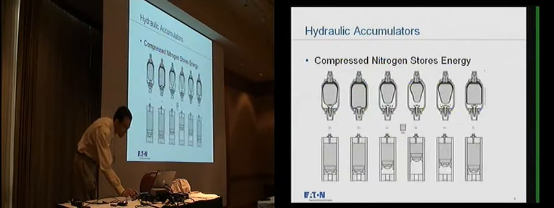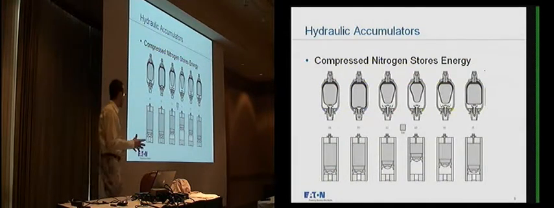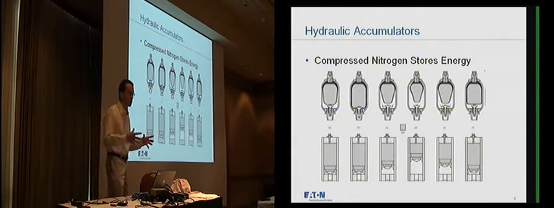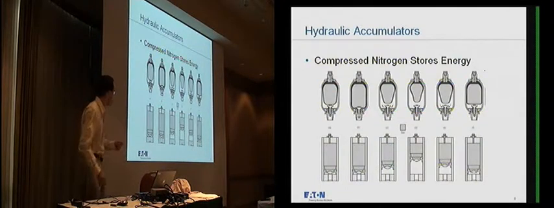Now, if we're talking about hybrid vehicles, we need a way to store energy. The way we do that in hydraulics is with these things called accumulators. The concept is very simple. Essentially, you have a steel tank that you fill with typically nitrogen gas. Then to store energy, you simply pump fluid into that tank, compressing that gas. So that gas is essentially acting like a big spring.